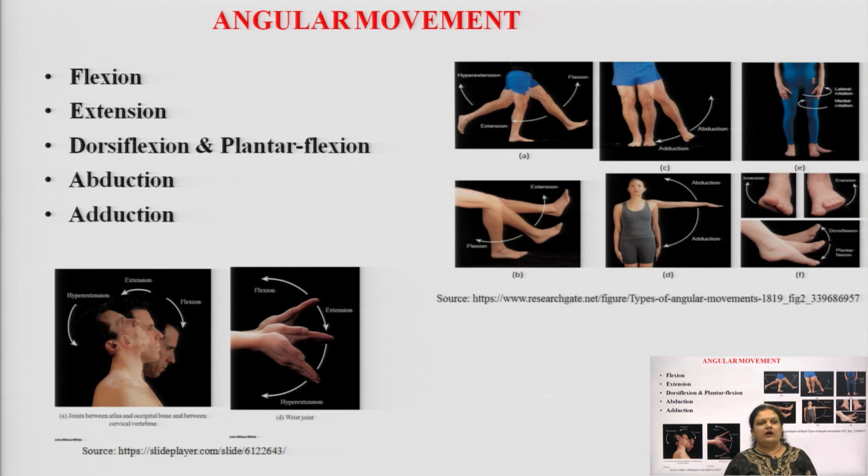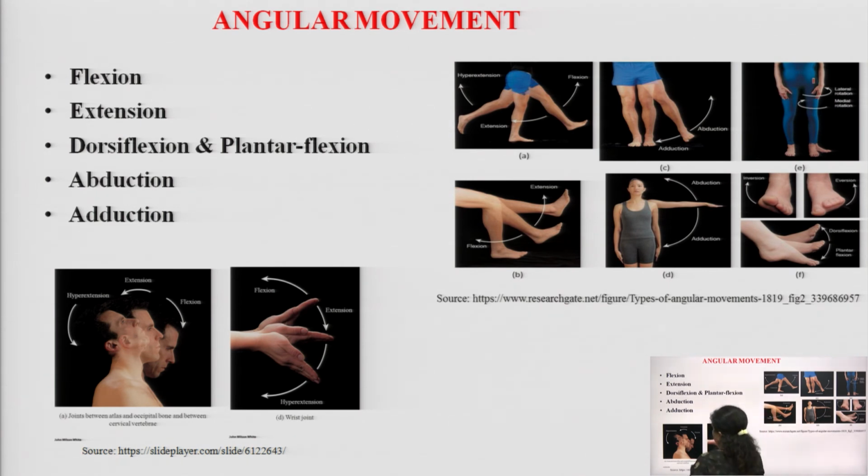The other one is the angular movement, where we are able to change the angle of our bony structure. So we have flexion, extension, dorsiflexion and plantar flexion, then we have adduction and abduction. These are different angular movements. In the picture it is very clear, see one by one.